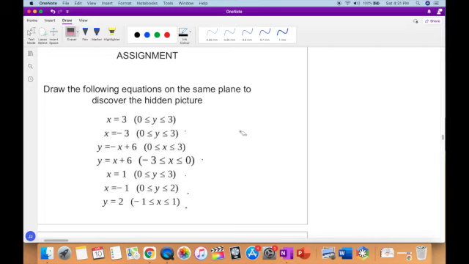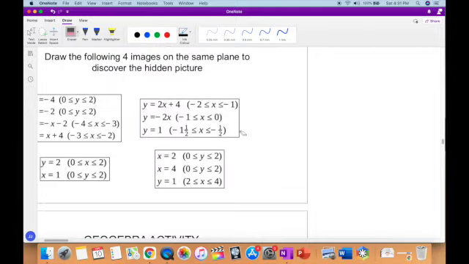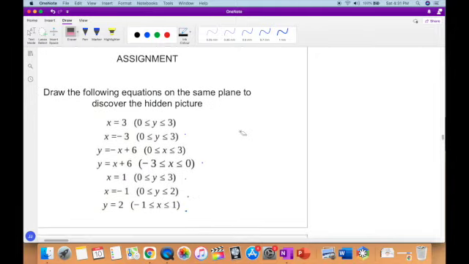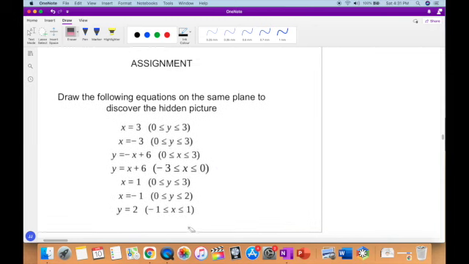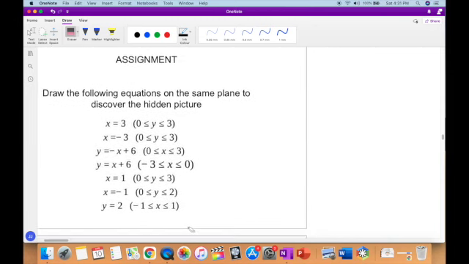So I'm going to give you 15 minutes to see if you could tackle this question. And there is a hidden picture. I can't remember if this one is the house or if this one is the house, and I can't remember what the other one is. But there is a hidden picture. So see if you could draw these lines right now. You have 15 minutes and I'll see if you guys could tell me what the hidden picture is.